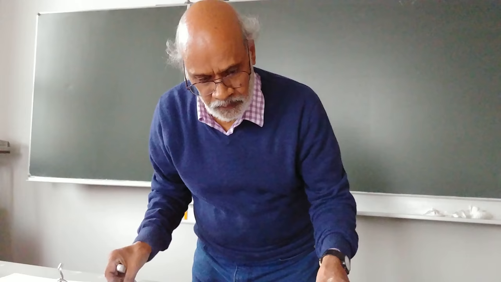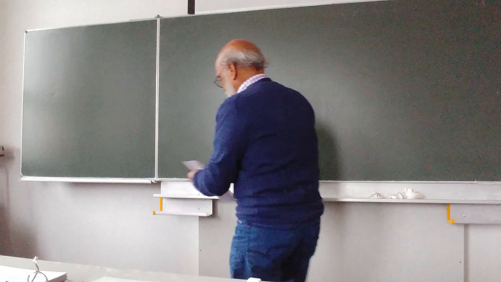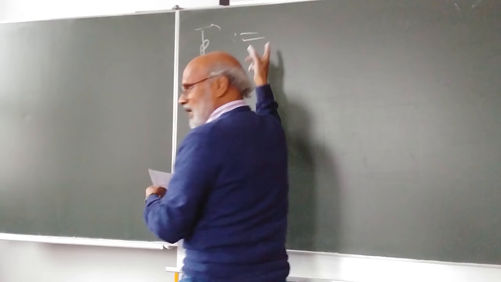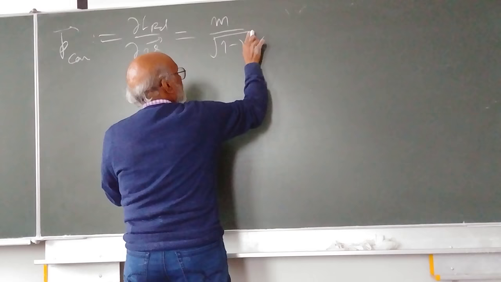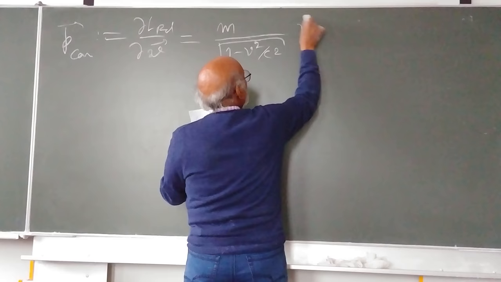Before I go to the relativistic covariant description, just as a check, if you calculate the canonical p using this last expression for the Lagrangian of a relativistic particle, this would be dL divided by del x dot, or del v, and this you will find out to be equal to m by square root of 1 minus v square by c square times v.